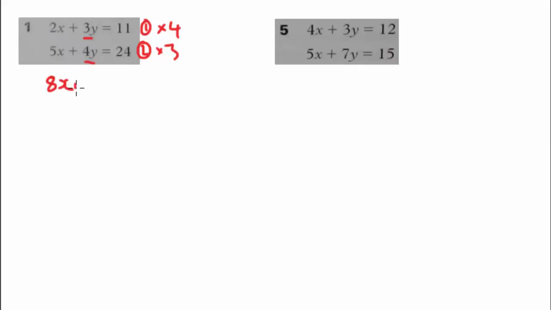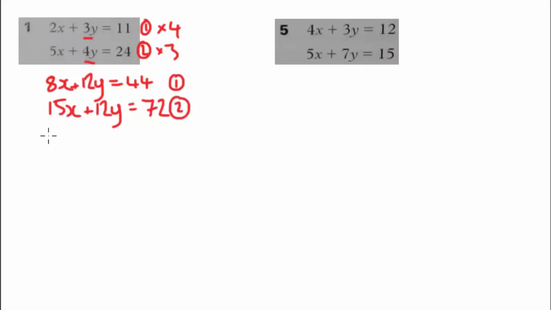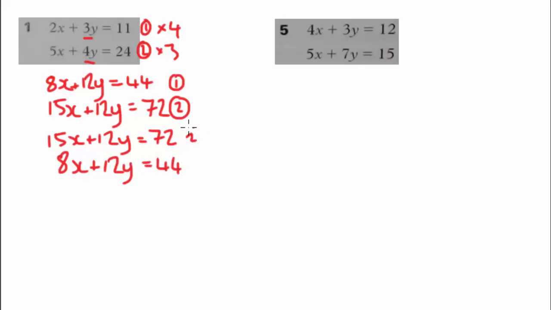So that's 8x plus 12y equals 44. That gives me now 15x plus 12y, and that will be 72. Okay, so that's equation 1, that's equation 2. I'm going to rewrite these out and flip them round because it's easier working that way. 8x plus 12y. I'm putting in a lot of work in here, but you get your marks for this.